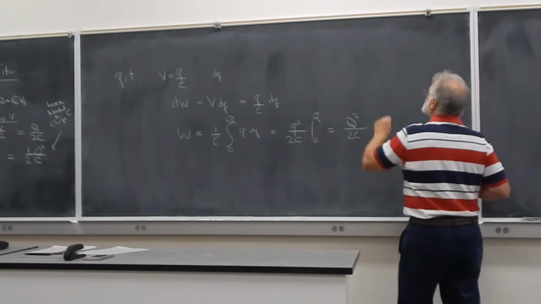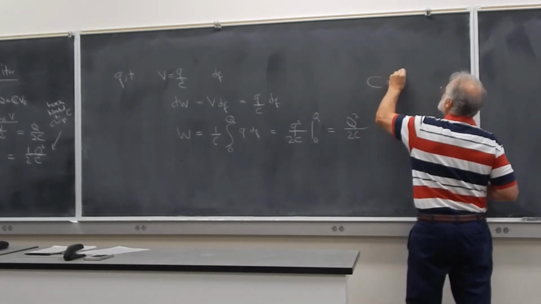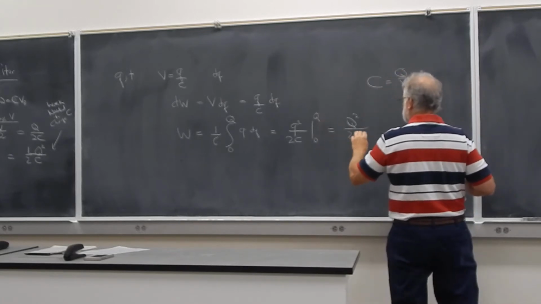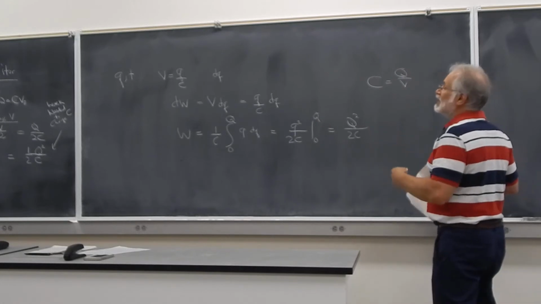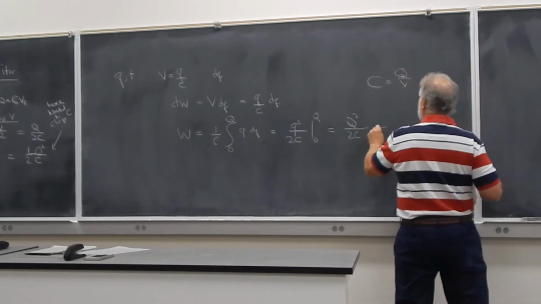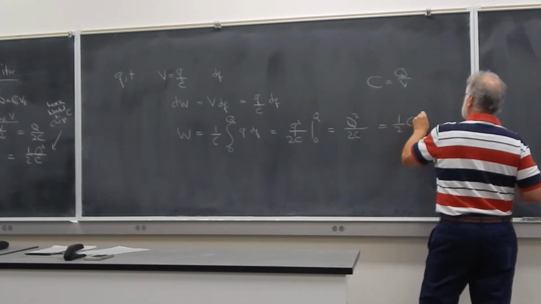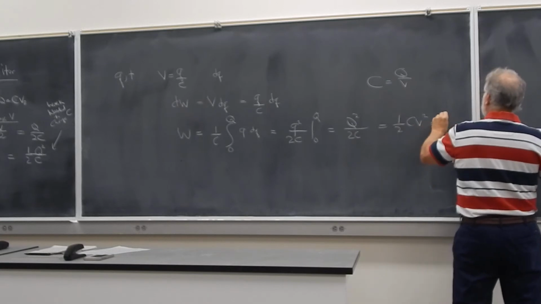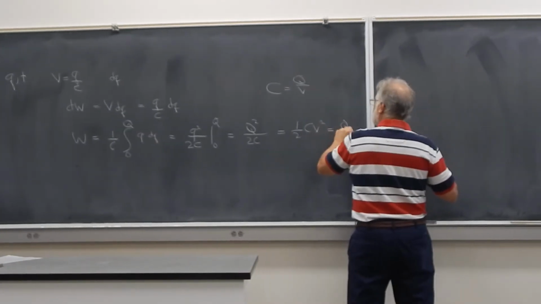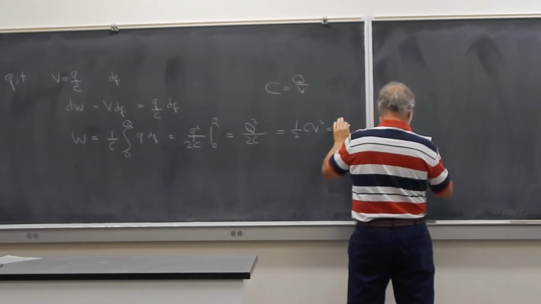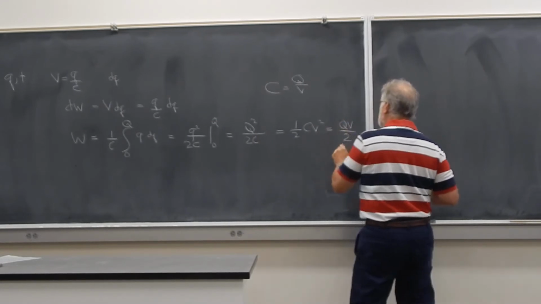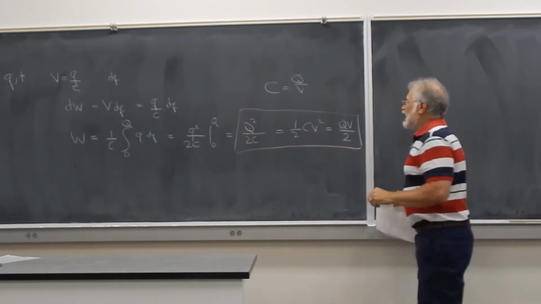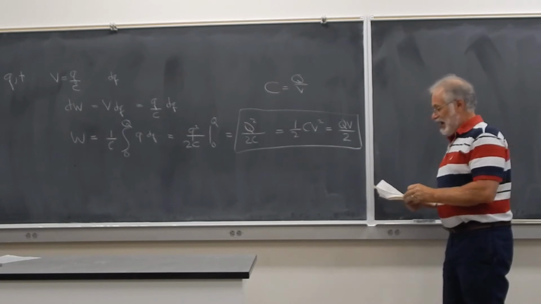Likewise, because we know that we can write C as Q over V, there are other ways of writing the work it takes to charge the capacitor, or the energy that is now contained in the capacitor. I can write it as 1/2 CV squared. I can also write it as QV over 2. All of these are equivalent to saying how much energy is stored in the capacitor.